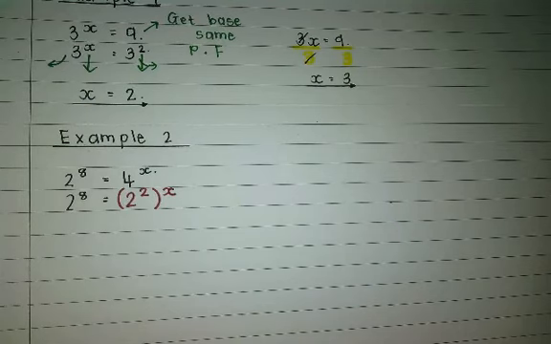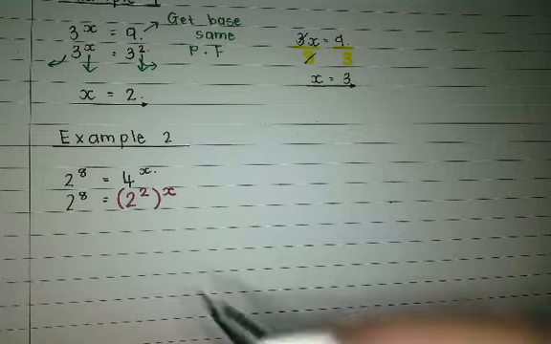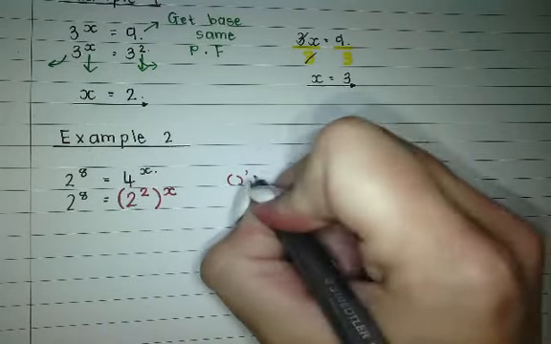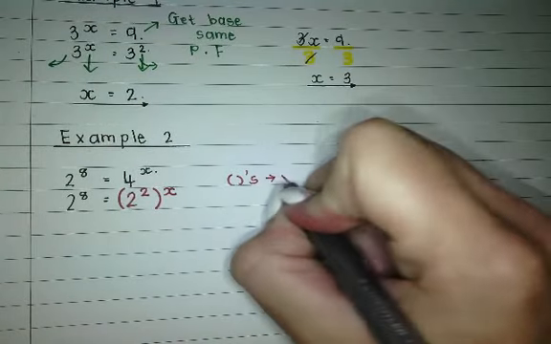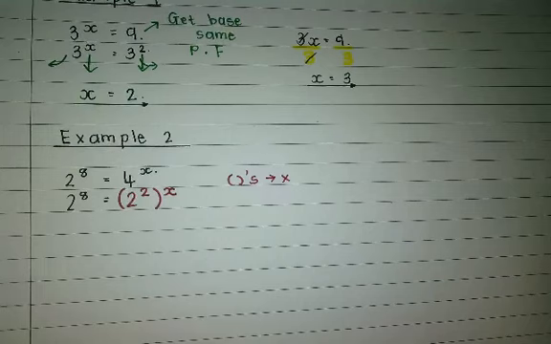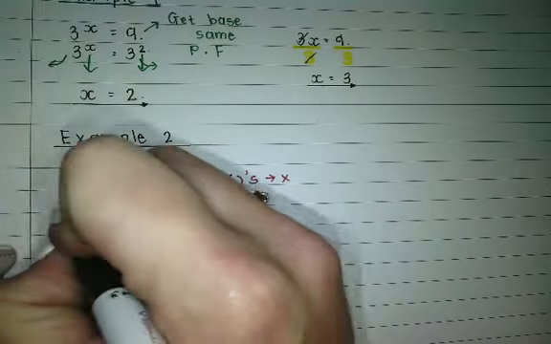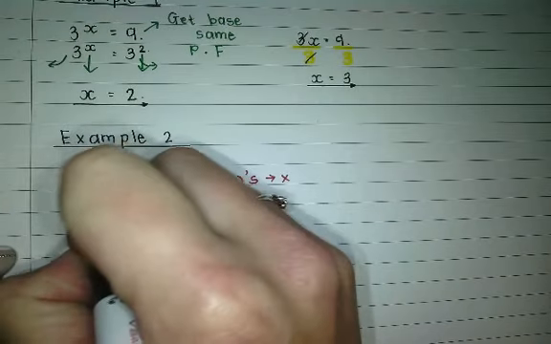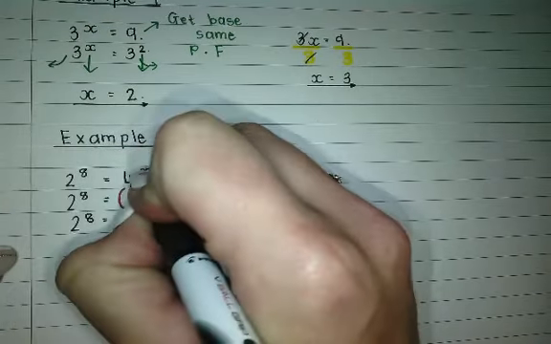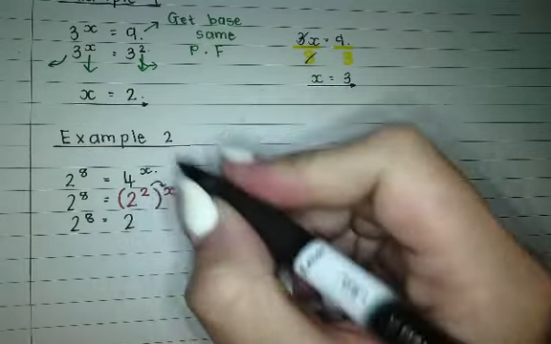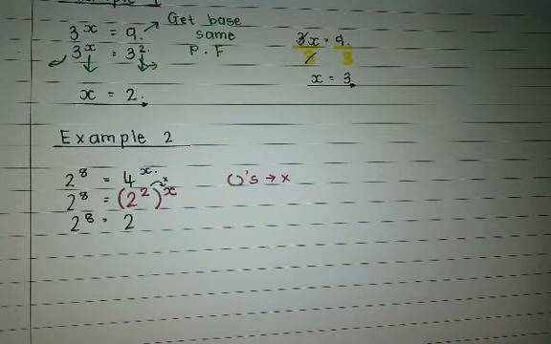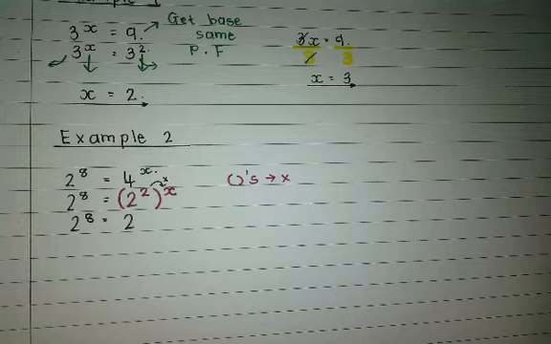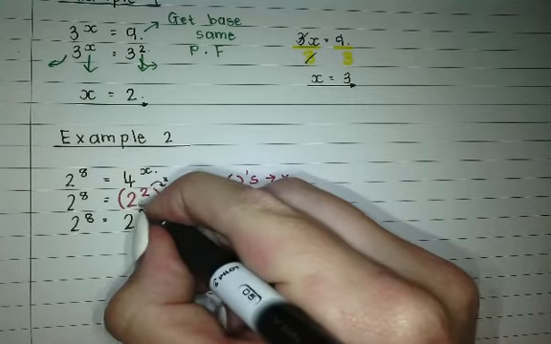Now we go back to exponential laws. We now need to get rid of our brackets. Brackets represent multiplication. And what are we going to multiply? Exponents with exponents always. So we're going to have 2 to the power of 8 is equal to 2 to the power of, we're going to multiply in here. It's kind of like distribution just for exponents. And 2 times x is 2x.